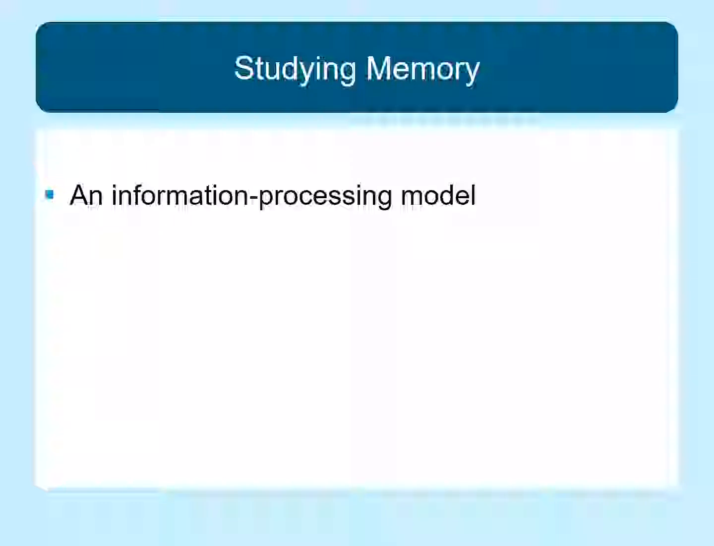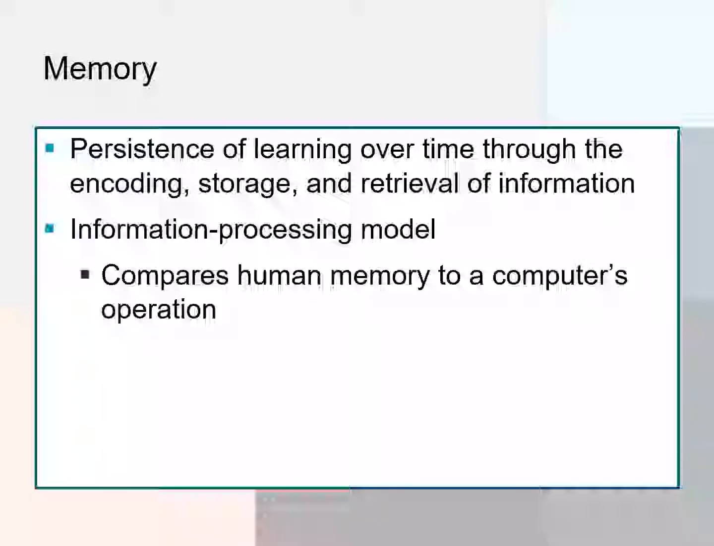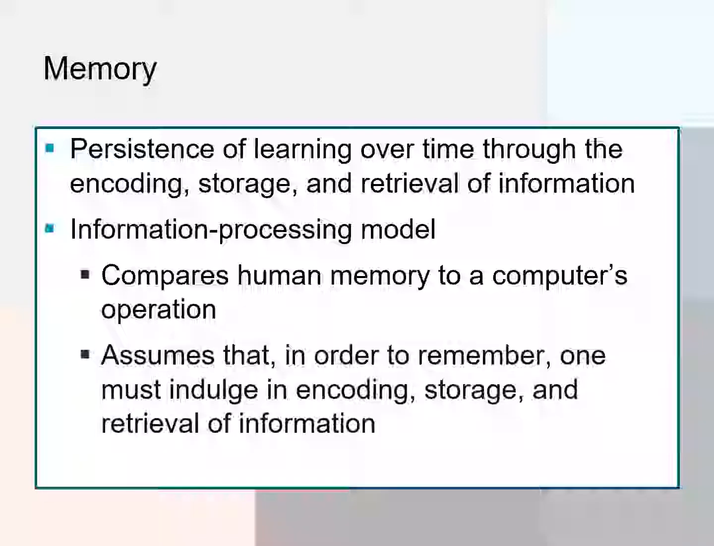Studying memory, we use what's called an information processing model. Memory is the persistence of learning over time through encoding, storage, and retrieval of information. The information processing model compares human memory to a computer's operation. It assumes that in order to remember, one must engage in encoding, storage, and retrieval of information.